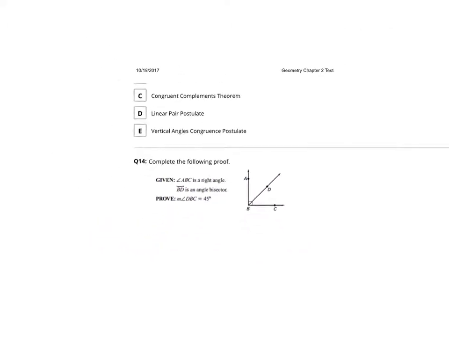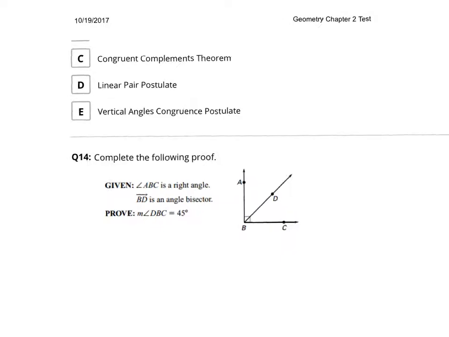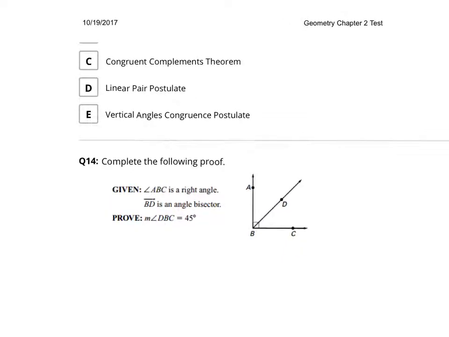Question 14, we're going to complete the proof. It looks like, yep, the start of it's here. Okay. So here's your given. ABC is a right angle, and then BD is a bisector. So it means he's splitting these 2 guys into smaller ones right here. All right, so there's your big right angle. Here's 2 smaller ones. And they're also telling you, and it's good to write this in, maybe draw the picture yourself, DBC is 45 degrees.